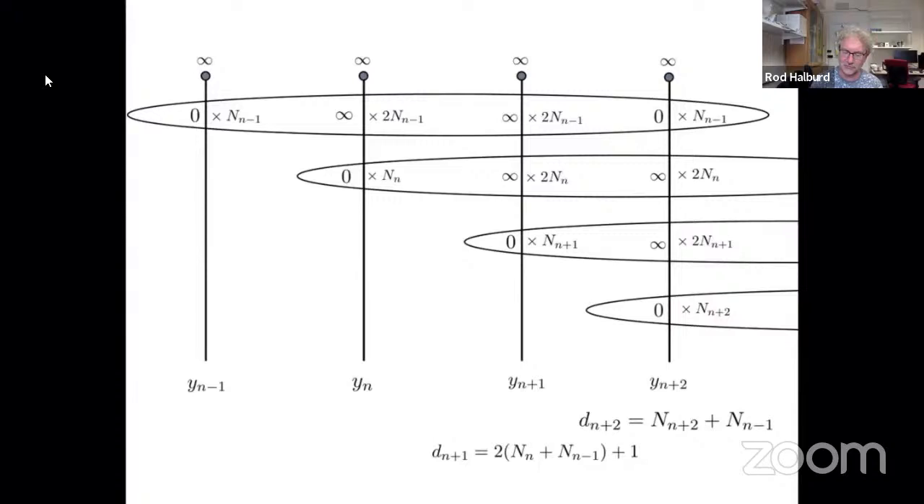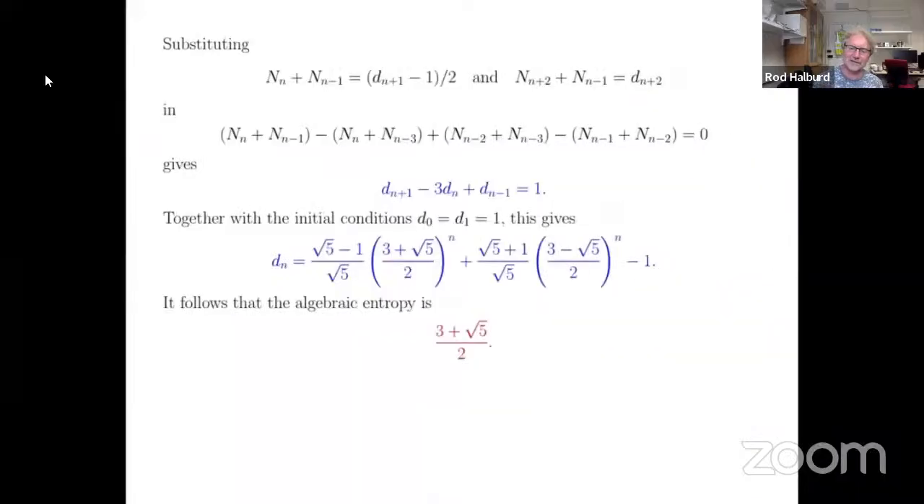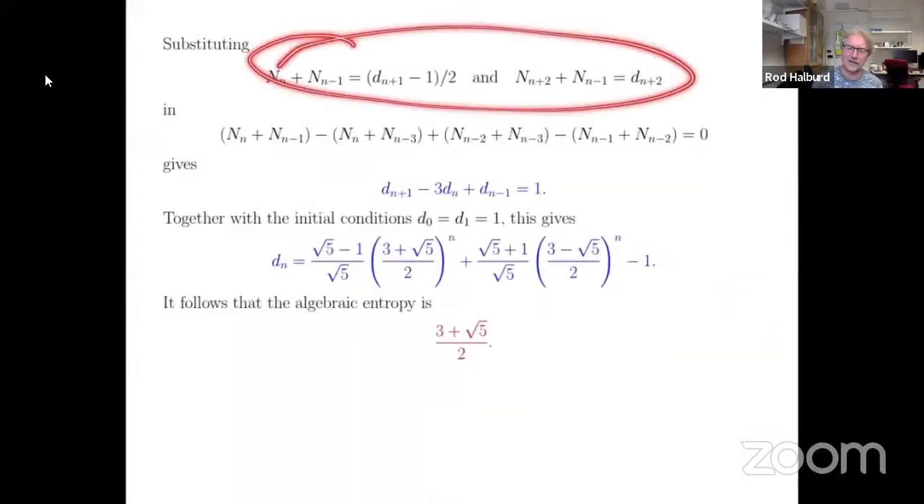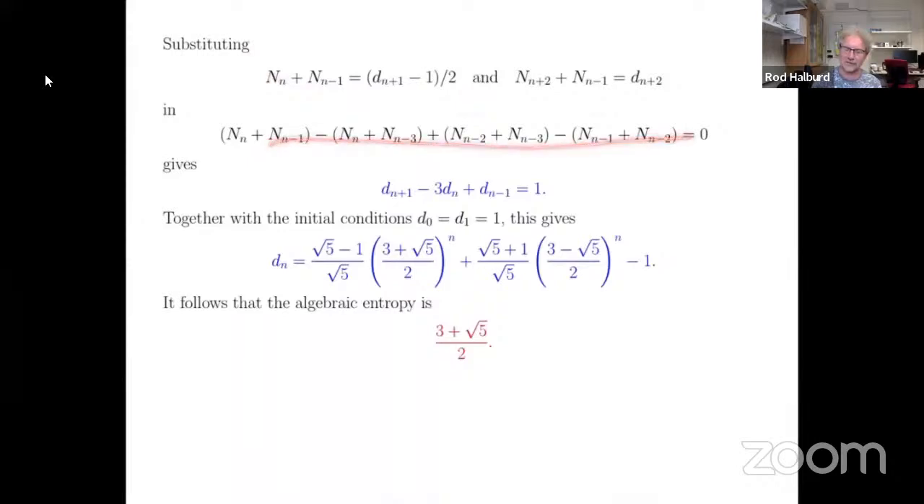I'm getting a little bit short on time, but I won't explain where these come from, but it's the same reasoning that I used before. So we get two equations. I can eliminate the capital N's using this identity. I get a second order equation for the degrees, same initial conditions. I have an exact formula for all future iterates. Okay, it's not estimated at all. And you can see the growth has exponential base this thing, which is the algebraic entropy.